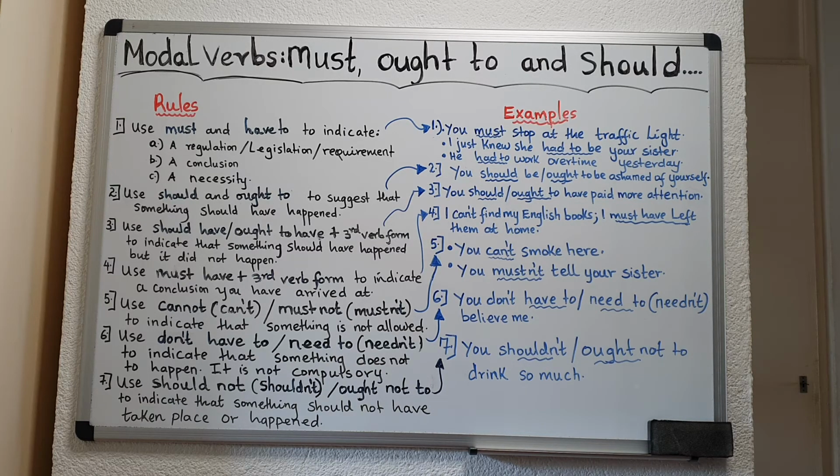And you want to express that you have a feeling that you have left your books at home. So after thinking very deeply, you have arrived at the conclusion that you left your books at home. Then you can express that using must have plus the third verb form. Look at example 4 once more: I can't find my English books. I must have left them at home.